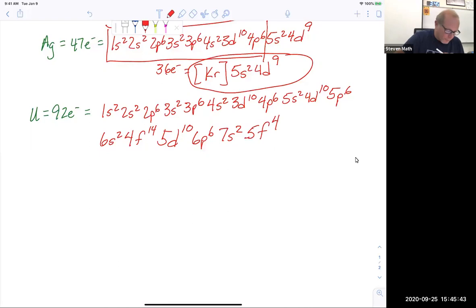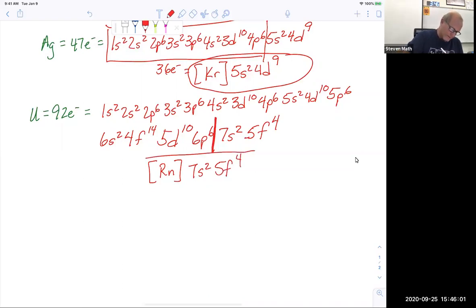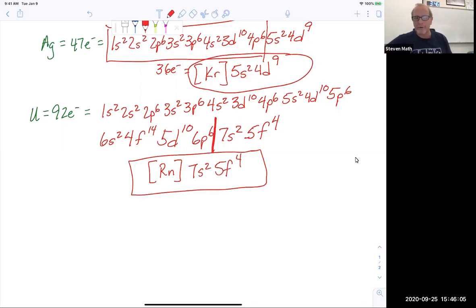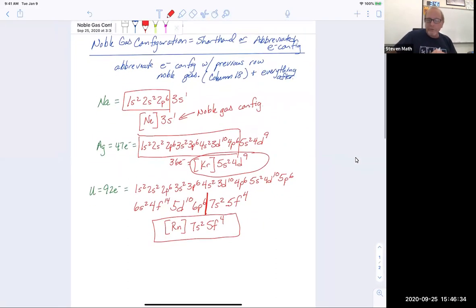Now, go back to the previous p6, right there. Everything up to that point can be represented with radon and 7s2, 5f4. That is a whole lot easier to do than the full electron configuration. When we come back to school, next week, we're going to talk about how we can get that without having to write out the big, long string. Remember, I've told you, we can get all these electron configurations from our periodic table. So if we have a periodic table, we can get an electron configuration and vice versa. So that's how we do these noble gas or shorthand configurations.